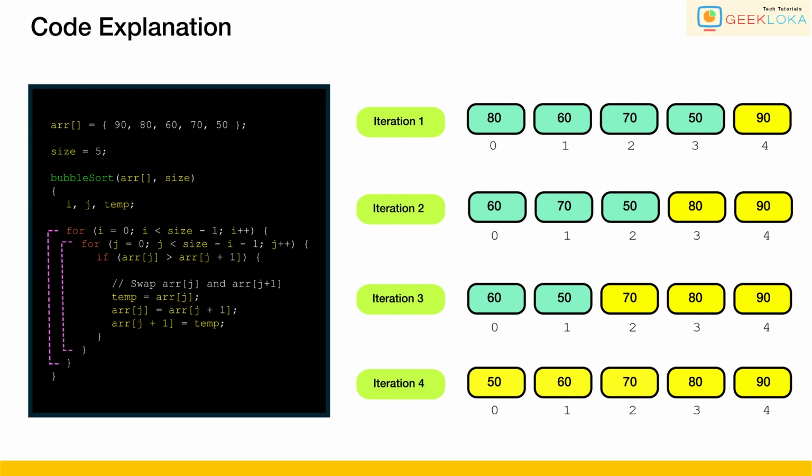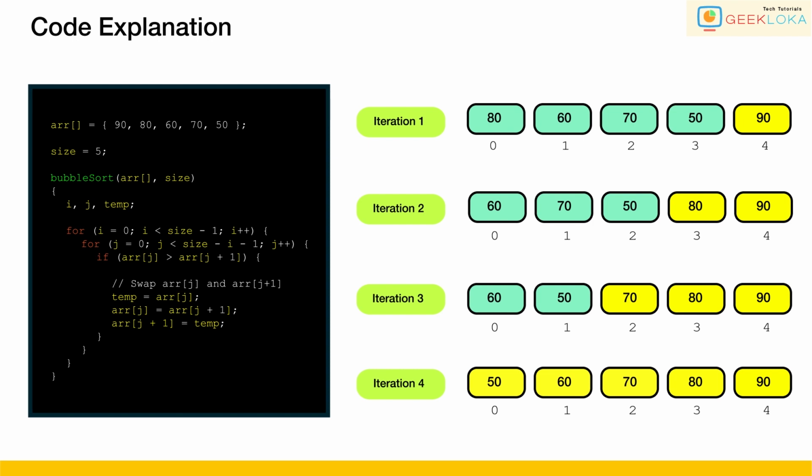Now, let's see the illustration code. The core of bubble sort lies in two nested loops. The outer loop, controlled by i, runs from the start of the array, but stops one element before the end on each iteration. This is because, after each complete pass through the array, the largest number is already in its correct position at the end.